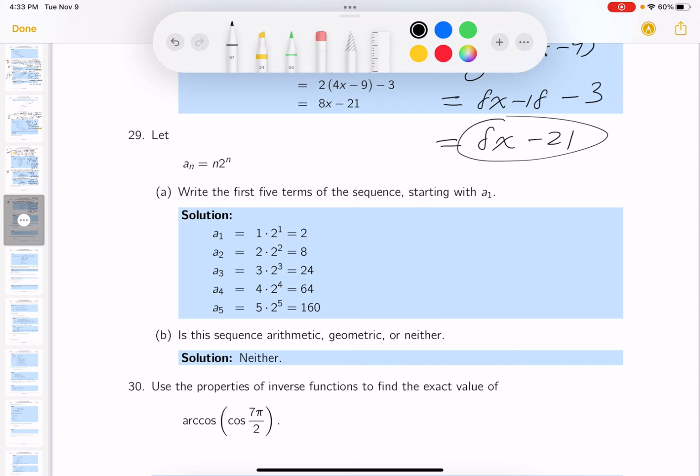And what do they want me to do? Write the first 5 terms down, starting with A1. Well, I can do that. What's A1? Well, that's where n is 1, so it's 1 times 2 to the first power. What do you get over there? 2. I see that. Let's put down A2.